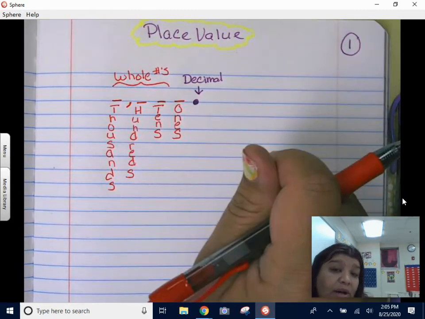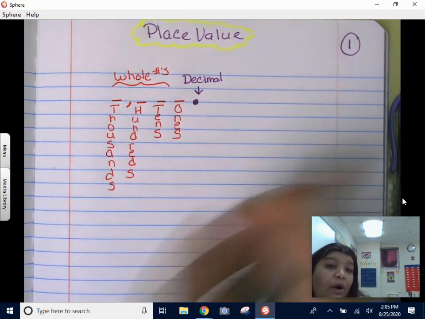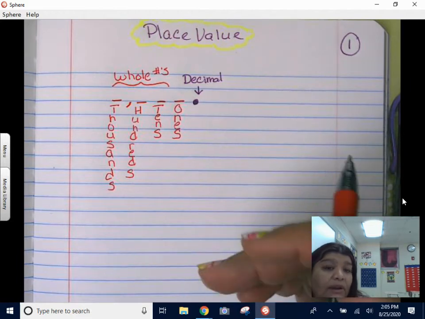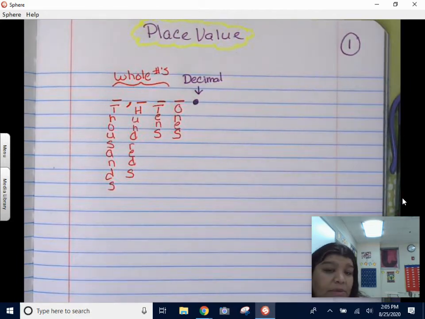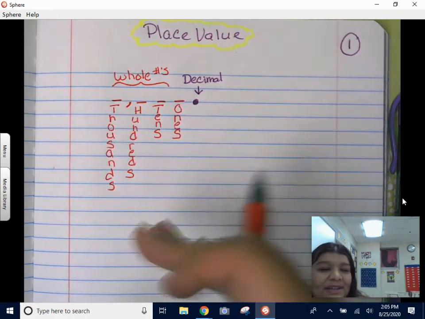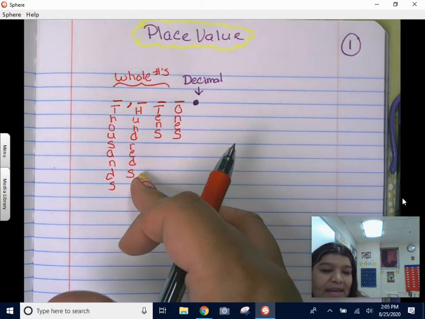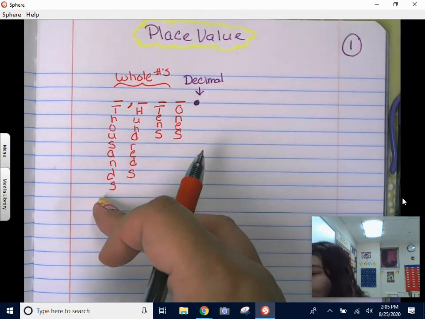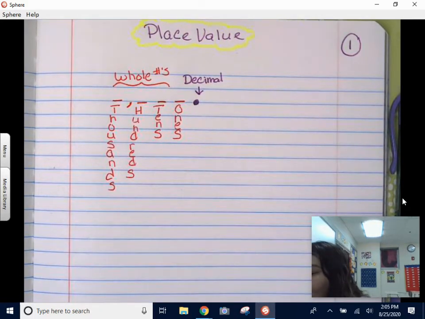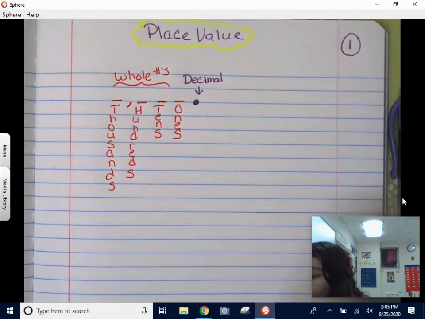Now, like I said, you can watch the video, watch the notes entirely, and then go back and copy. Or if you like to copy as you go, press pause at any time if I go too fast. So there's your whole numbers. We have the ones, the tens, the hundreds, and the thousands. Now, off to the right side of the decimal, we have our decimal values.